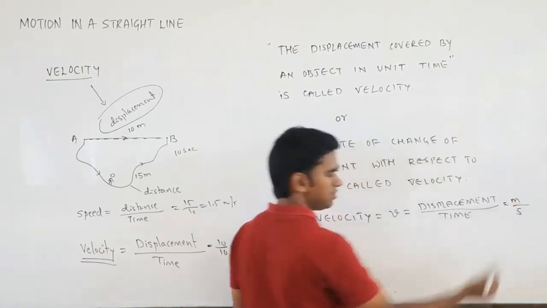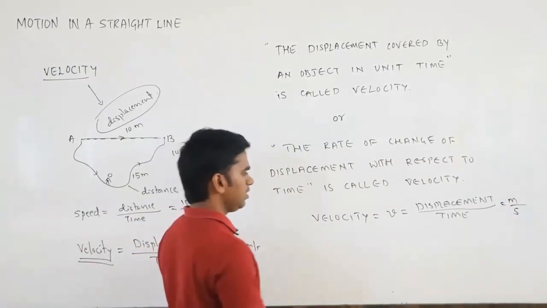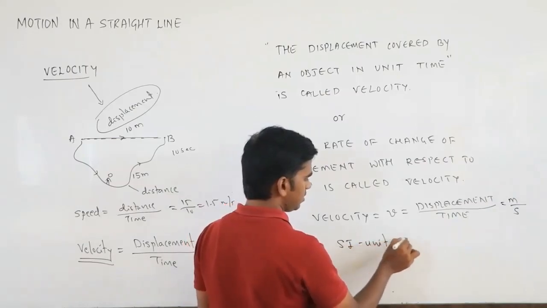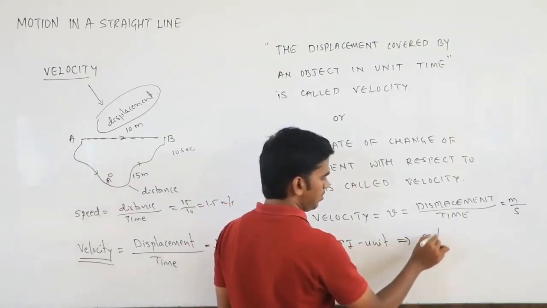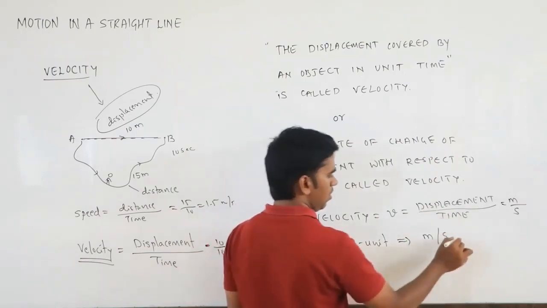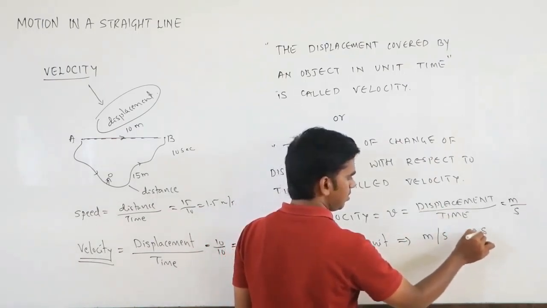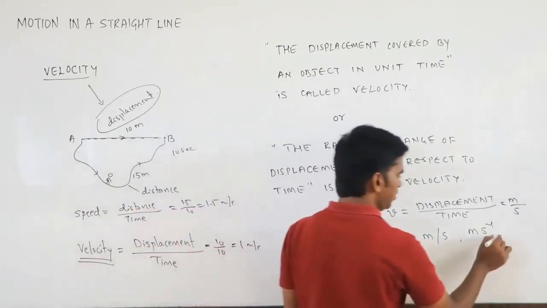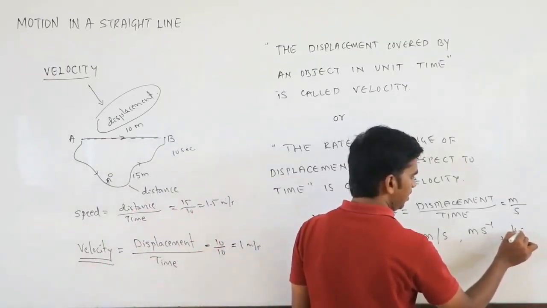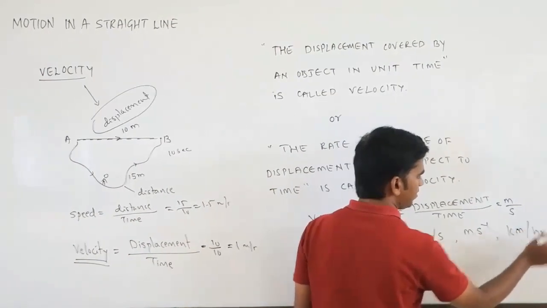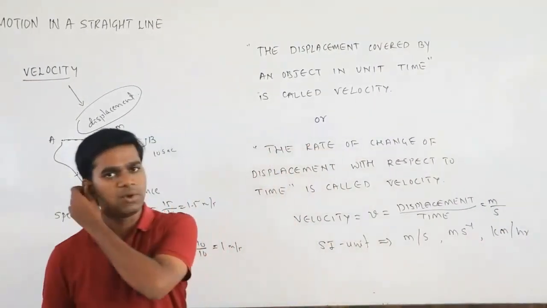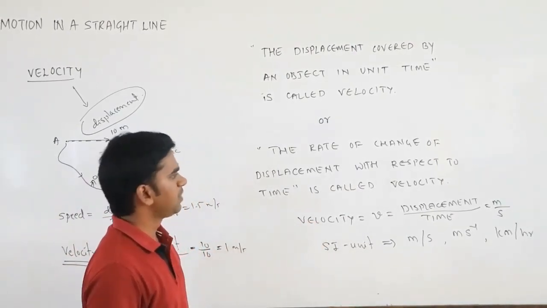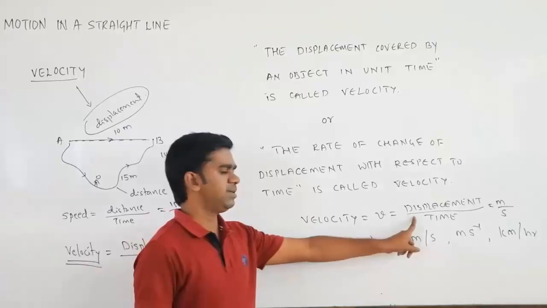Unit of time is what? Second. So again, what is the SI unit? The SI unit is meter per second. Or sometimes you can use kilometer per hour. Meter per second or kilometer per hour, any unit you can use, for the velocity. Now, displacement.